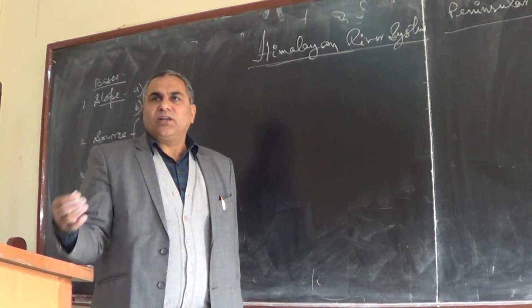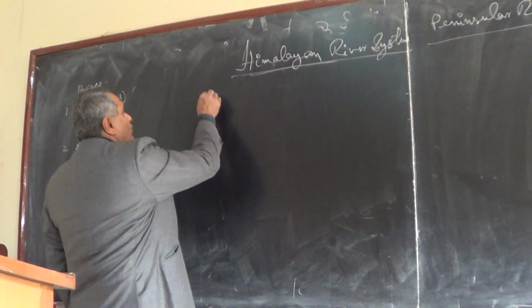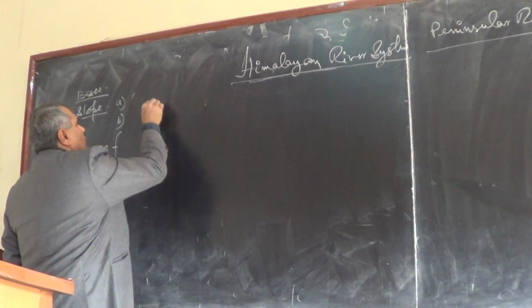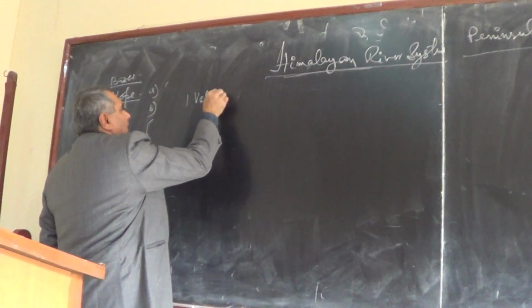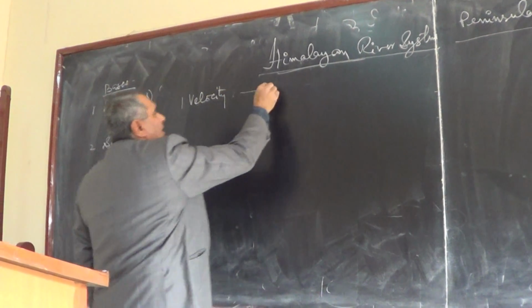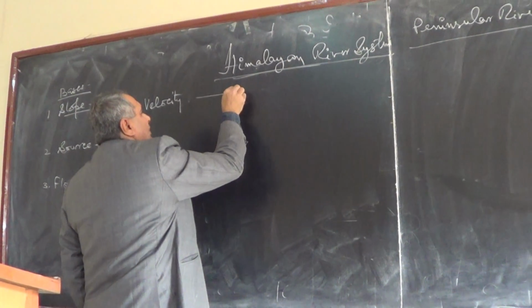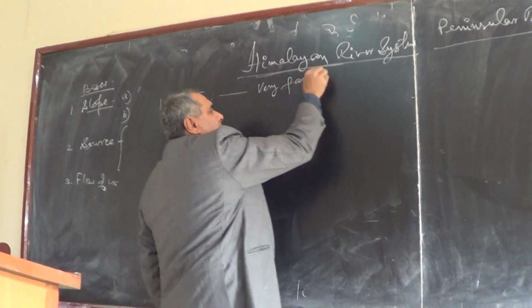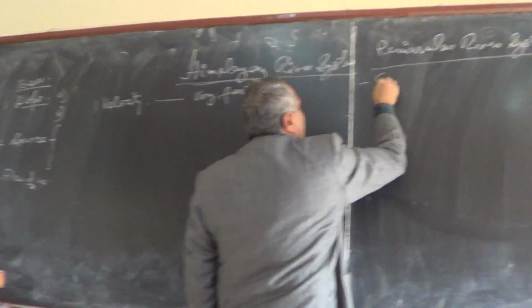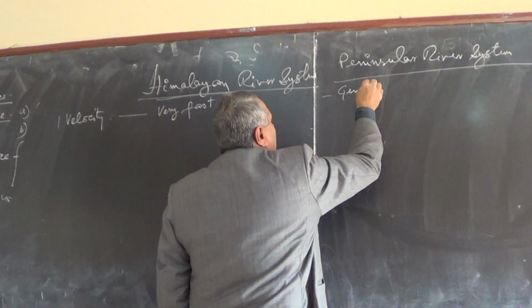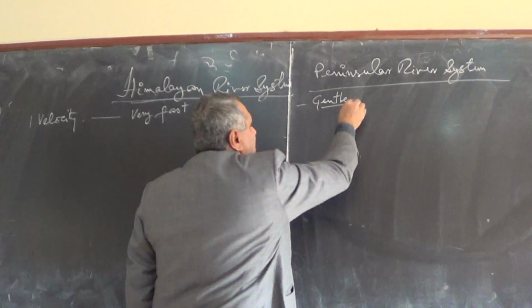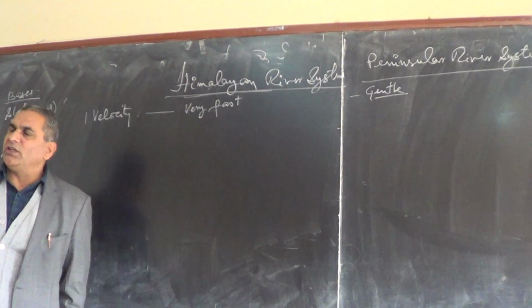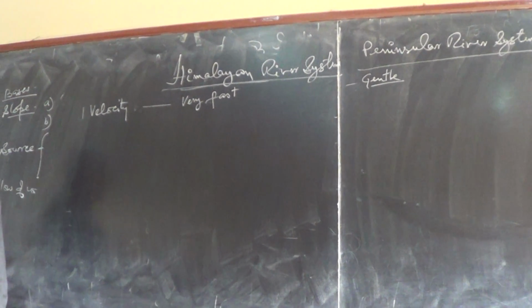Quickly, I'll give you the review of the Himalayas. One is the velocity. Velocity of water is very fast in the Himalayas, and in the peninsular plateau there is a gentle slope, so gentle velocity. This water is not flowing rapidly.